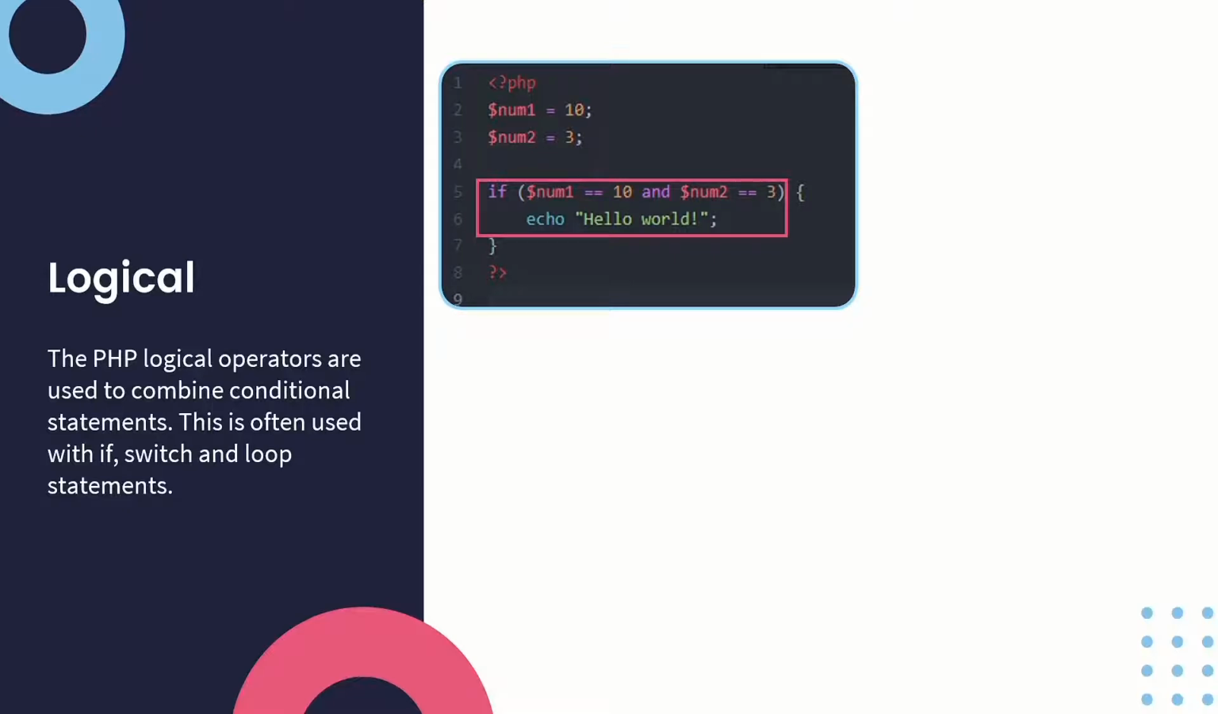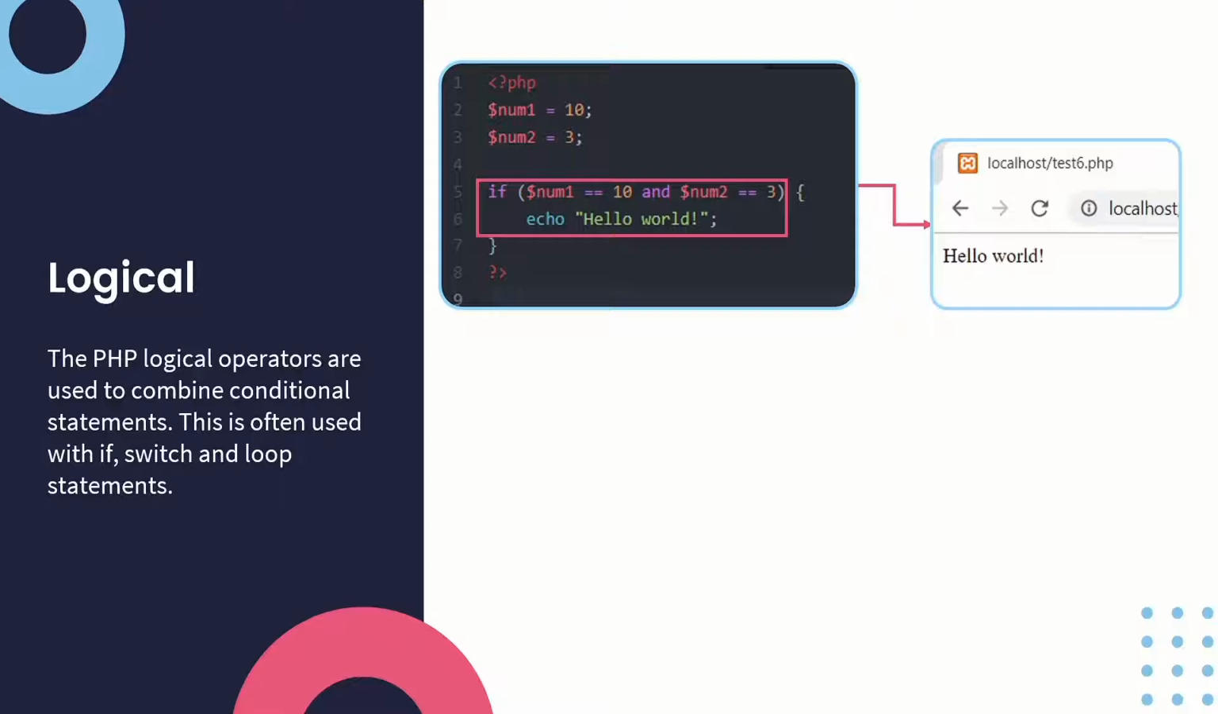And in our if statement, we are actually asking, if num1 is equal to 10 and num2 is equal to 3, then echo hello world. And this is what the output would look like. So this evaluates to true because our logical operator here is the AND keyword. So for this statement to default to true, both conditions must be met. Num1 must be equal to 10 and num2 must be equal to 3. And we know this is the case because at the top where we created our variables, this is exactly the case. So therefore, this defaults to true and hello world is printed.